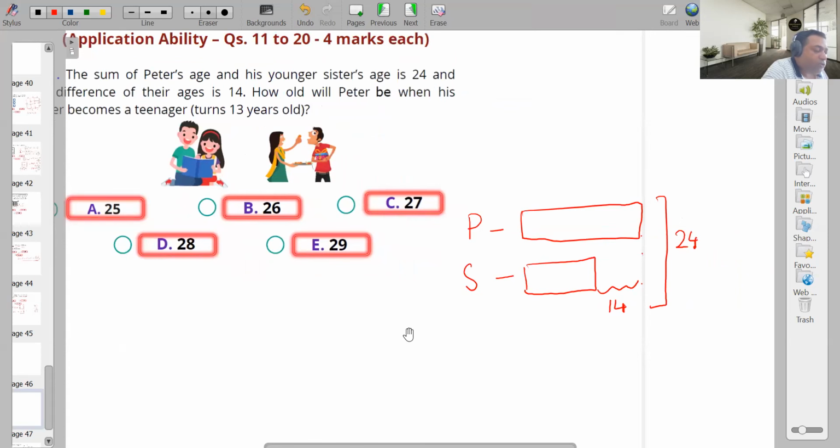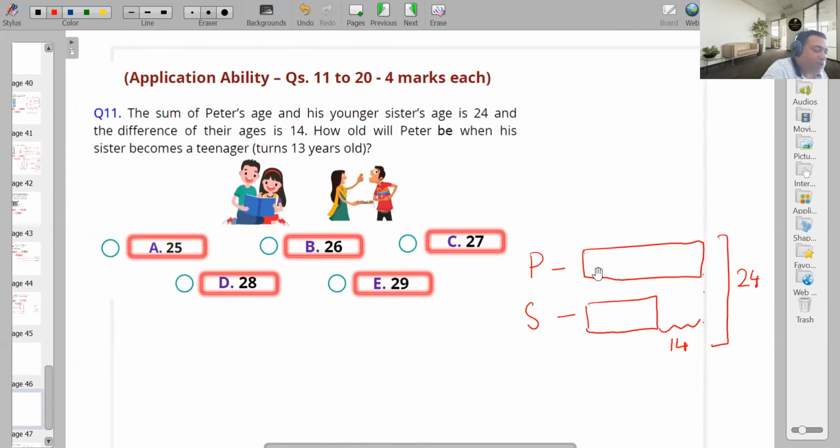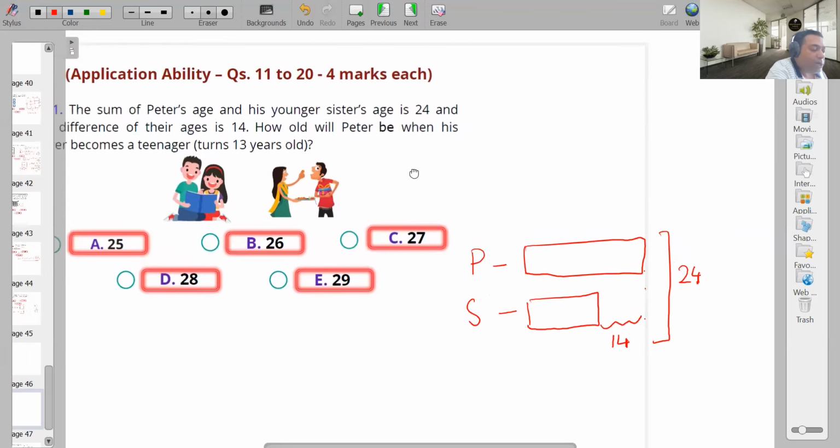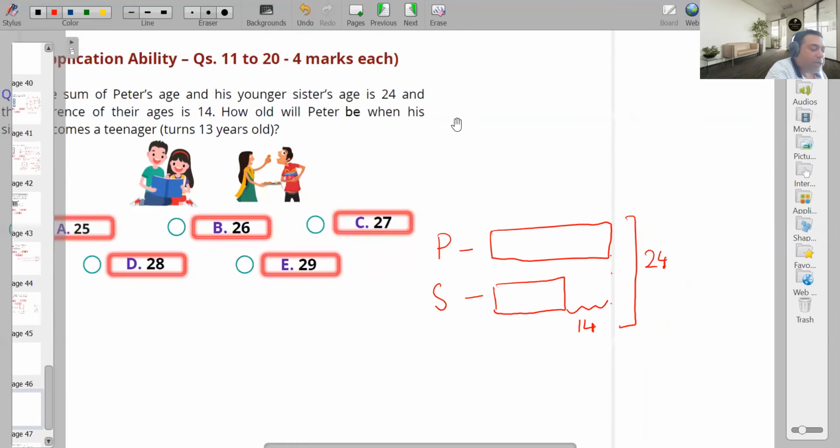So let's first find their ages. The reason we are trying to find their current ages is because we don't know their individual ages. In order to find out what Peter's age will be when his sister becomes 13, we need to find his sister's age, so that we know after how many years his sister will turn 13. Then we can add that number of years to Peter's current age. So we need to find out first what their current ages are.